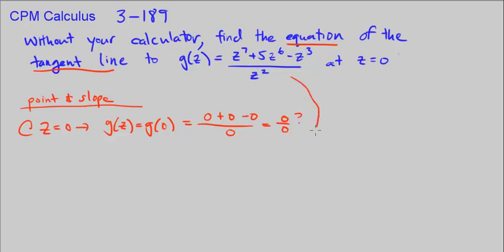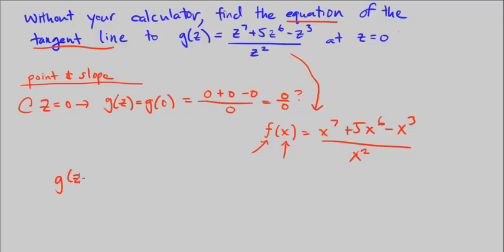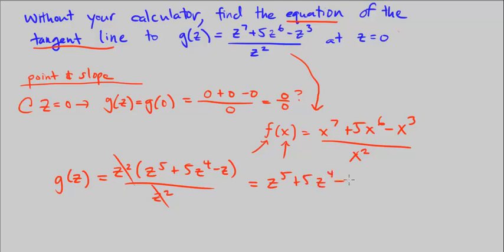Don't be too afraid of g of z. It's just another name. It could be f of x is equal to x to the 7th plus 5x to the 6th minus x to the 3rd over x squared, right? But we're just using z and g. So let's continue to use g and z. g of z is just going to be, let's factor out z squared, z squared times (z to the 5th plus 5z to the 4th minus z) over z squared, right? These cancel out. This is equal to z to the 5th plus 5z to the 4th minus z.